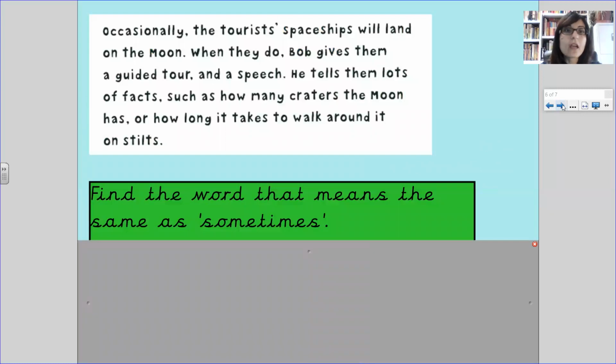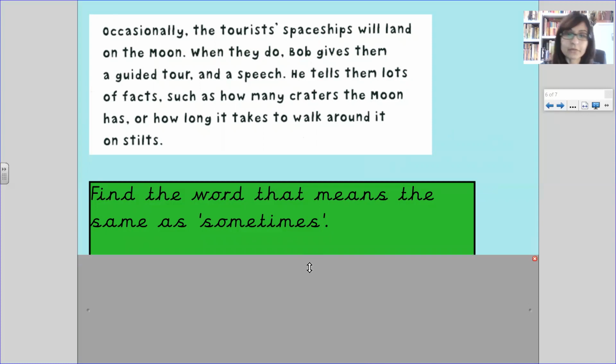There we go. Occasionally, the tourist spaceships will land on the moon. When they do, Bob gives them a guided tour and a speech. He tells them lots of facts, such as how many craters the moon has or how long it takes to walk around it on stilts. Our question is, find the word that means the same as sometimes.